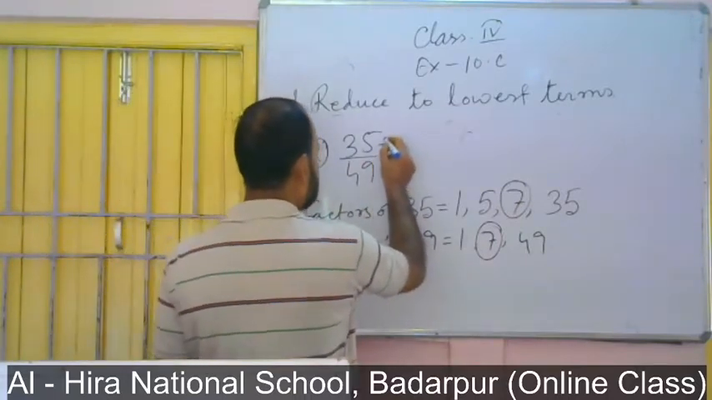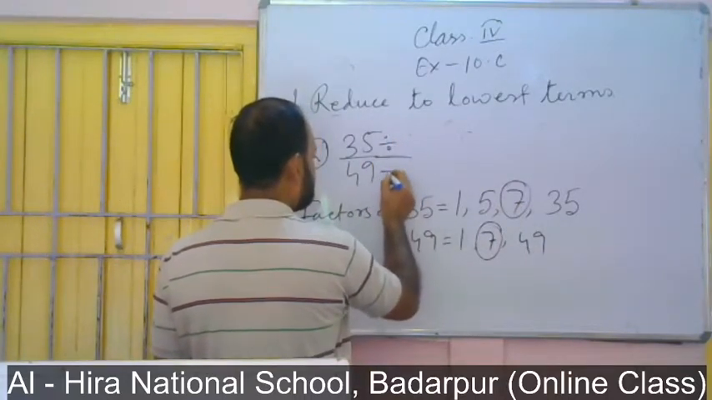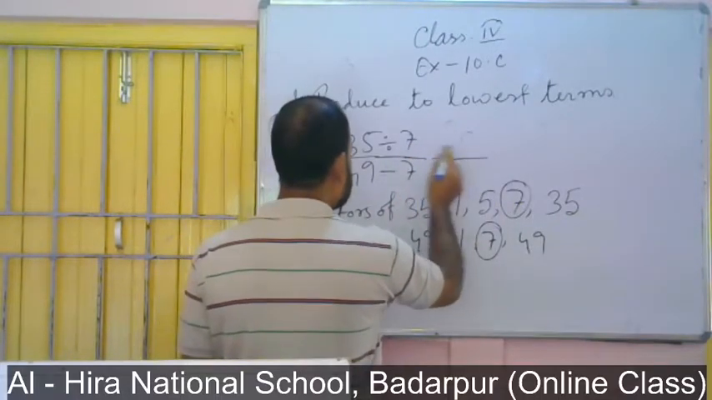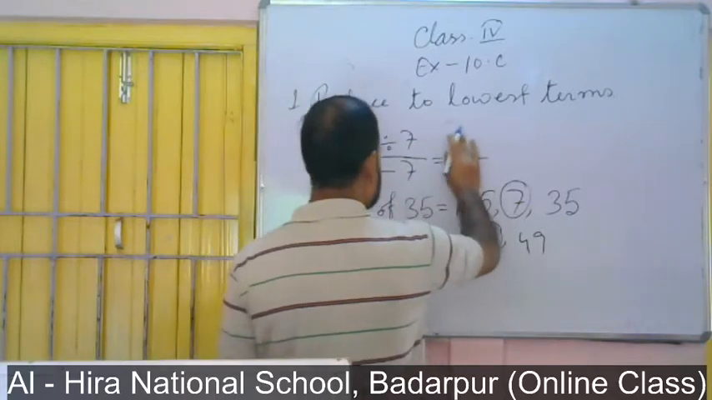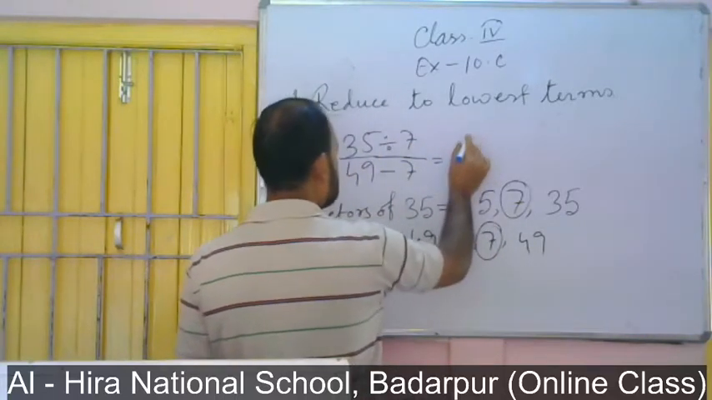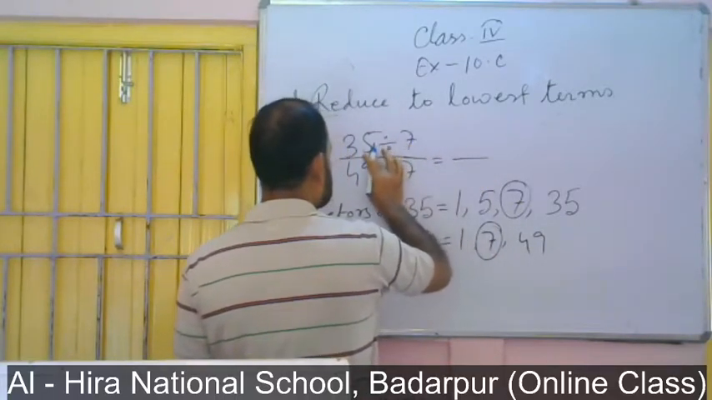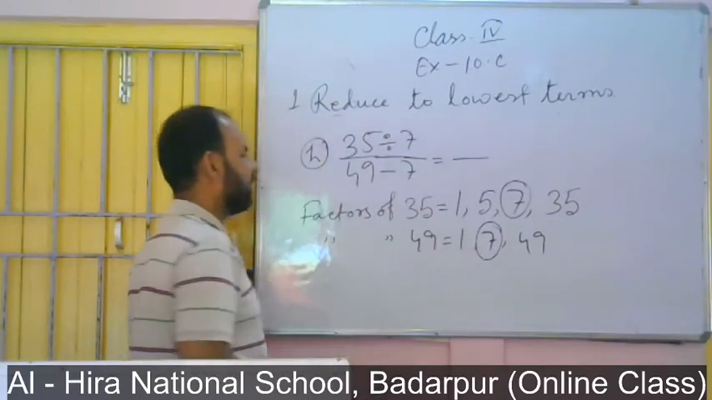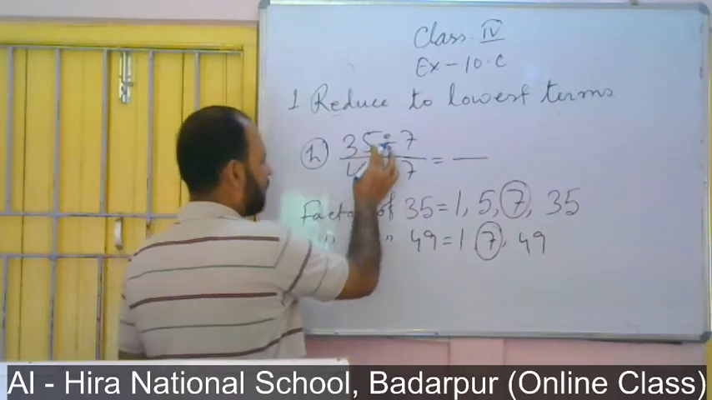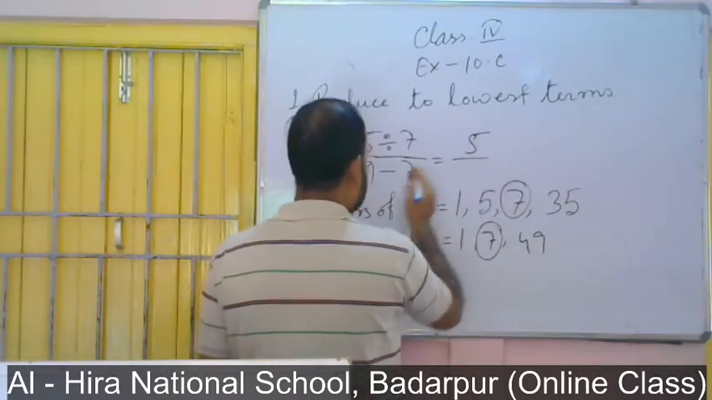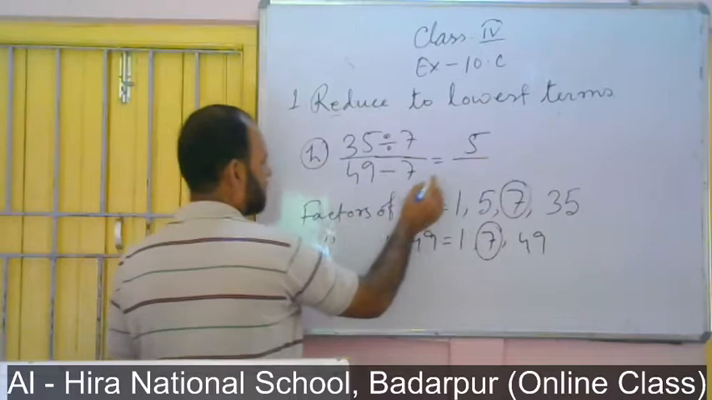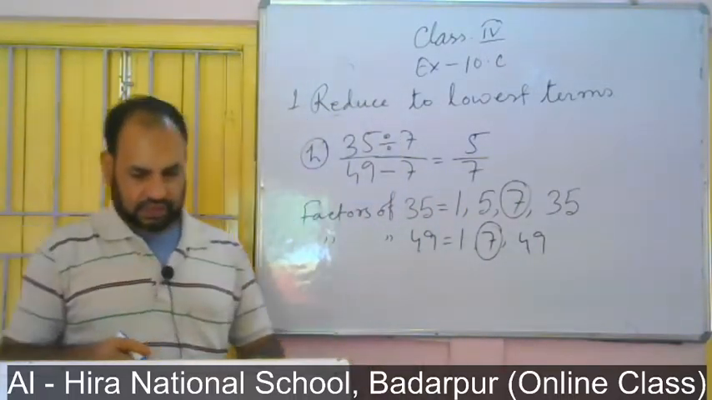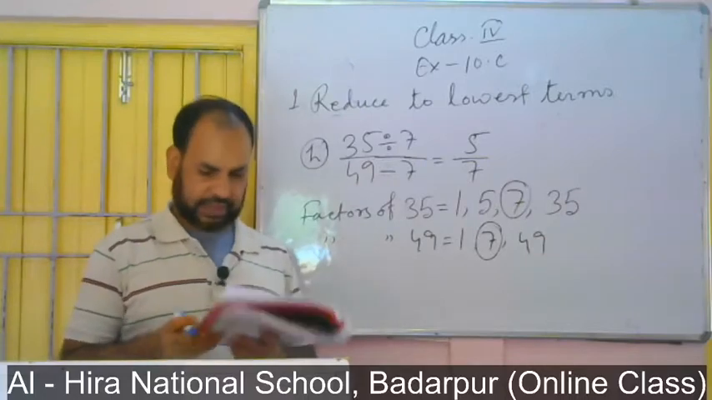So if we divide by 7, then we get 35 divide by 7. So 7 1s are 7, 7 5s are 35 and 7 7s are 49. So answer is, lowest term is 5 by 7.